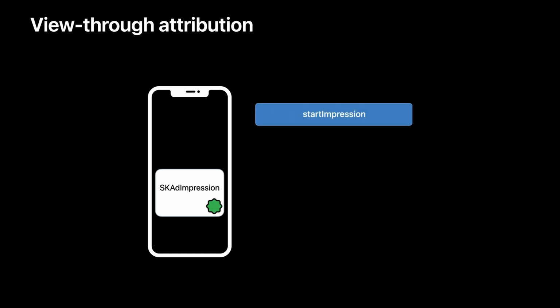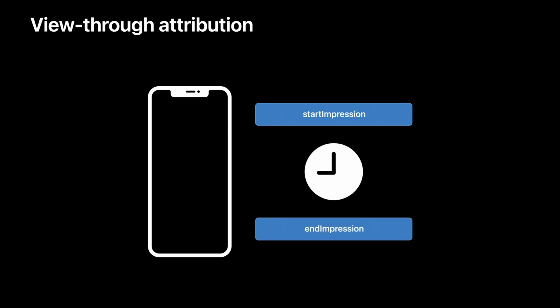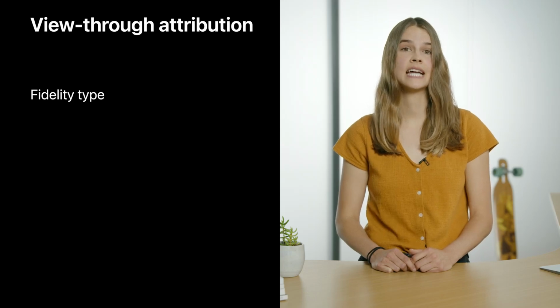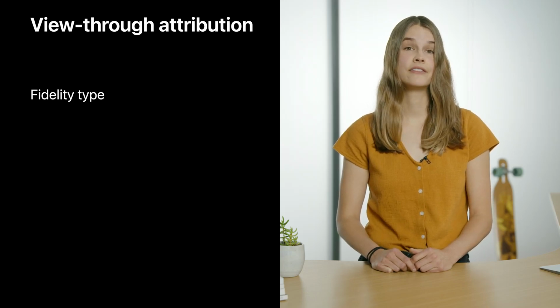Next, version 2.2 added support for view-through ad campaigns. This involves creating a new SKAd impression instance, generating a signature, and calling two new APIs: start impression, when you start to present your custom ad to the user, and end impression when you finish presenting the ad. With view-through attribution, StoreKit also introduced a new parameter called fidelity type. StoreKit rendered click-through ads have a fidelity type of 1, while custom view-through ads have a fidelity type of 0. This gives view-through impressions a lower priority than click-through ones, and a view-through postback will only be reported if there's no competing impression with a higher fidelity.